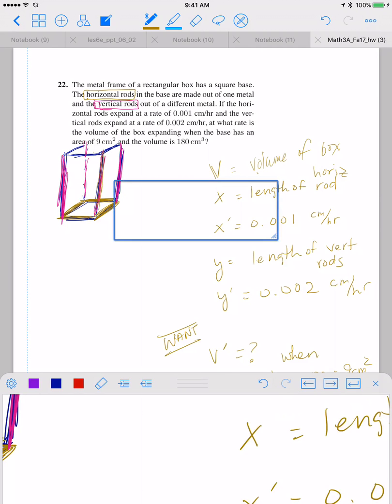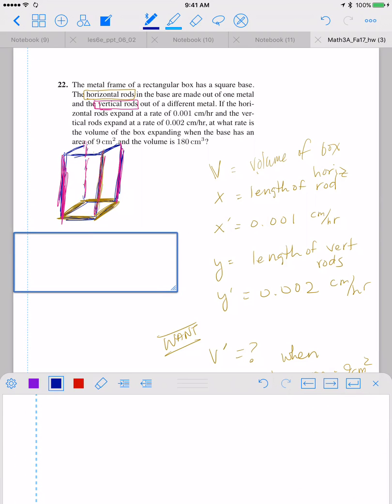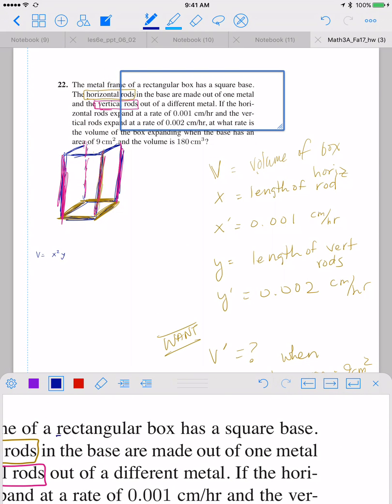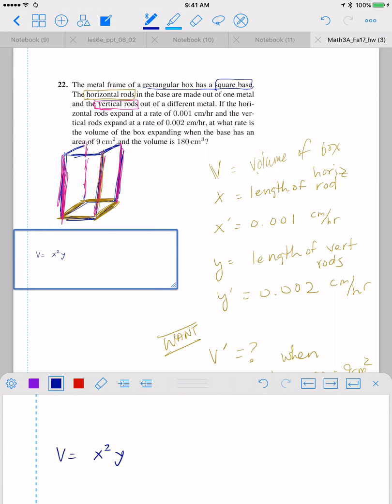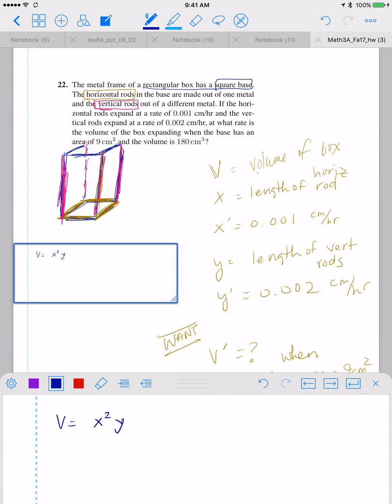So now we can put in the relationship between v, x, and y, and it's very simply volume is going to be the base times the height. So the base is going to be x squared times the height, which is going to be y. Because remember, it told us that it's a rectangular box with a square base, right? Okay, so this is our volume, and we can now take d/dt of both sides of the equation. We're going to do the product rule, just like we did in the last problem, and we'll get 2x x prime y plus x squared y prime.